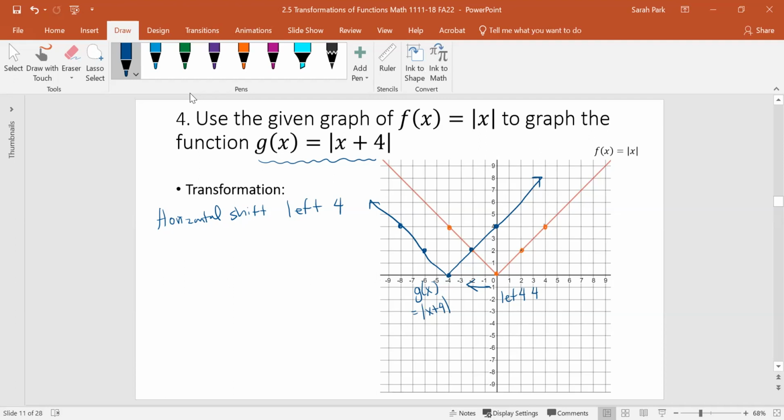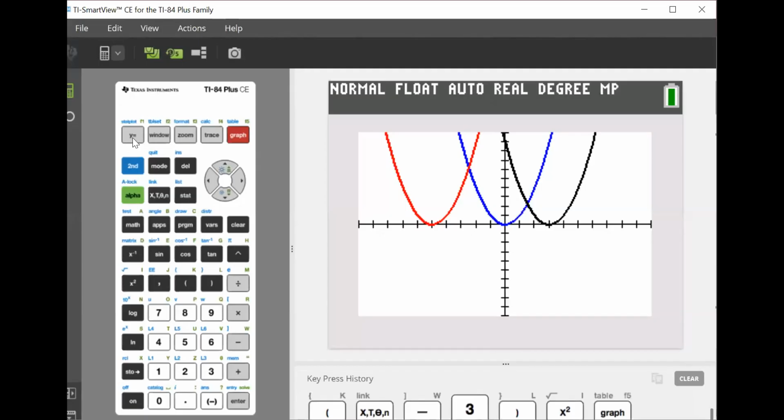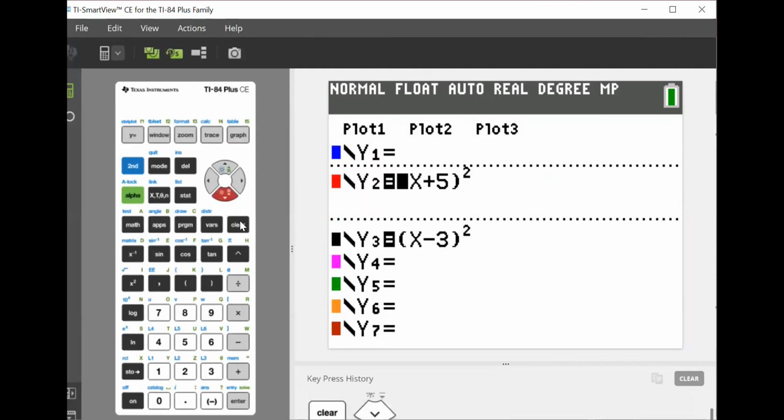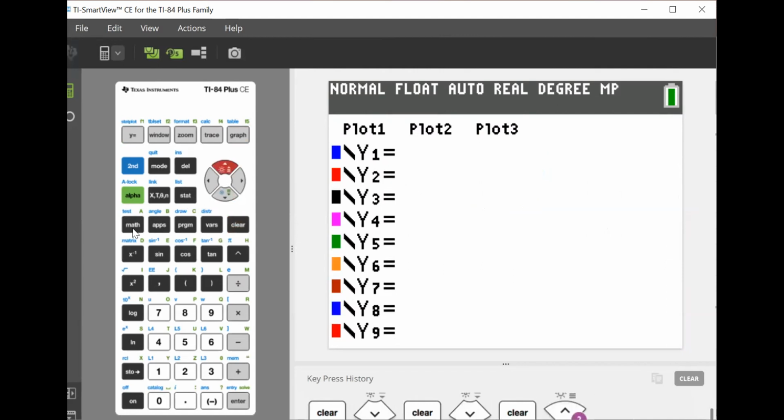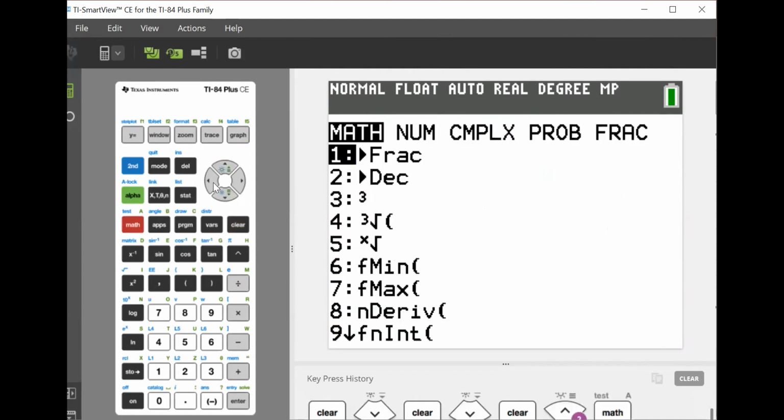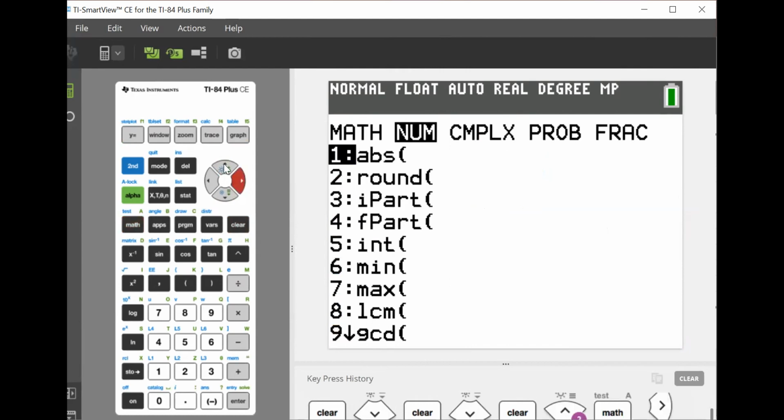I think it would be good if we practice how we can graph absolute value functions on the graphing calculator, because sometimes it's not so obvious. So let me go and clear all this out. The absolute value function we can find by going to math, and let's see.